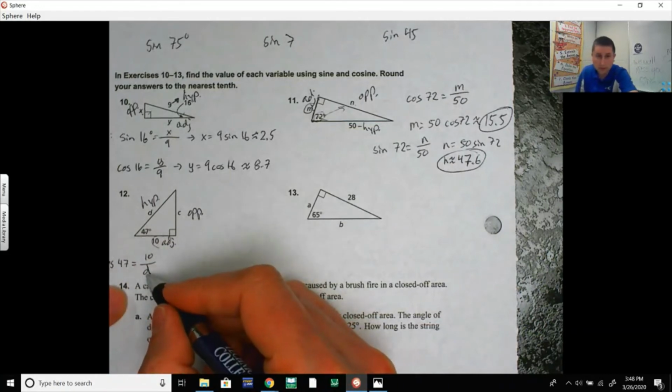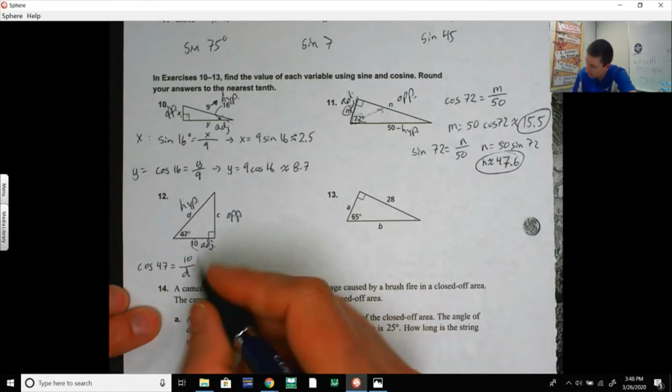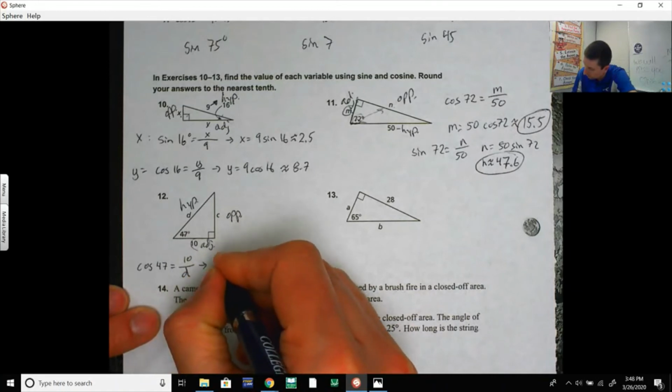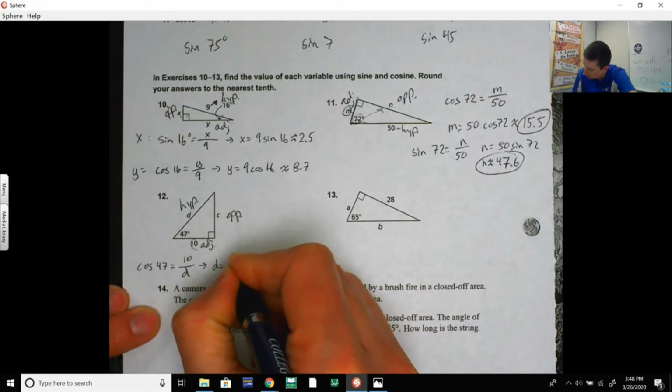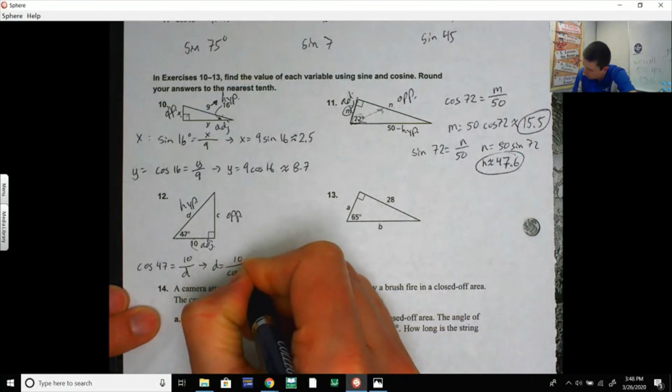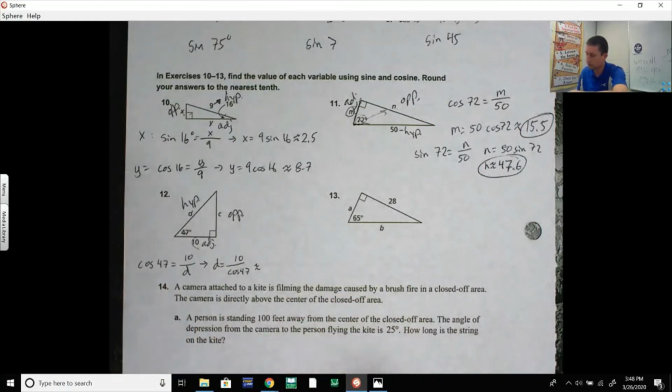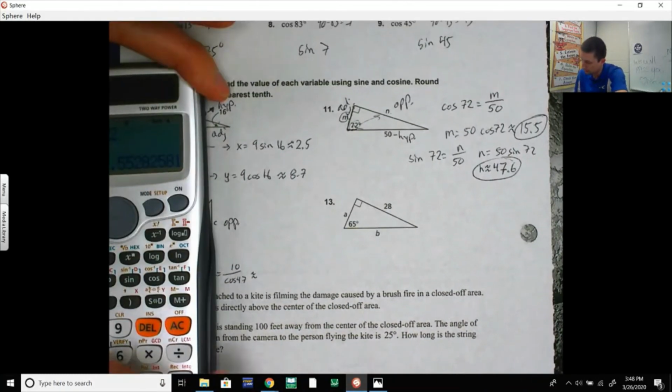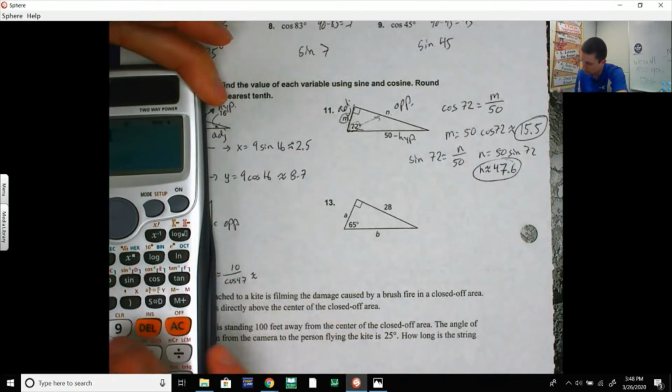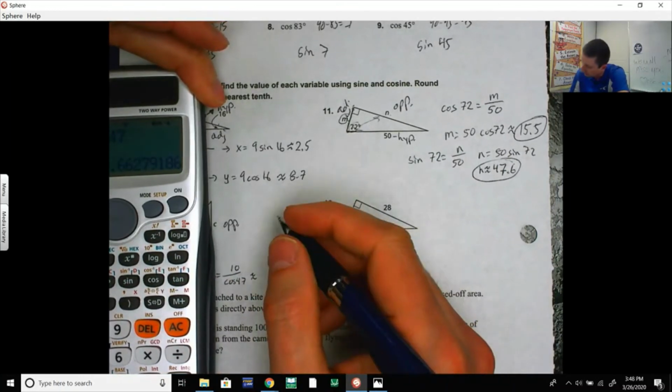Now the variable's in the bottom. So we go d equals 10 over the cosine of 47. When the variable's in the bottom, you take the other length divided by that trig ratio. You have 14.7.